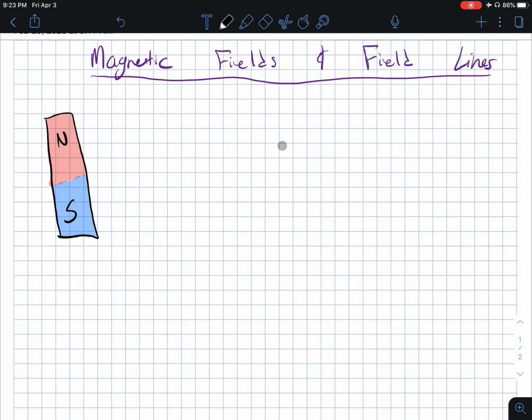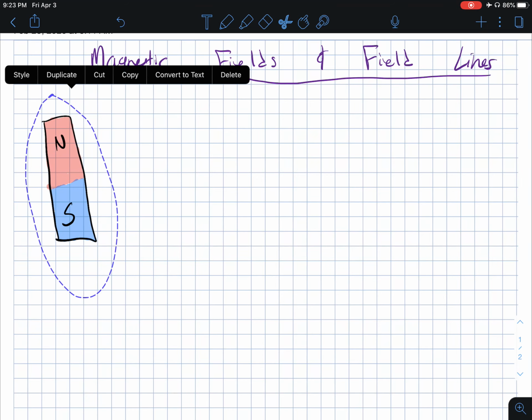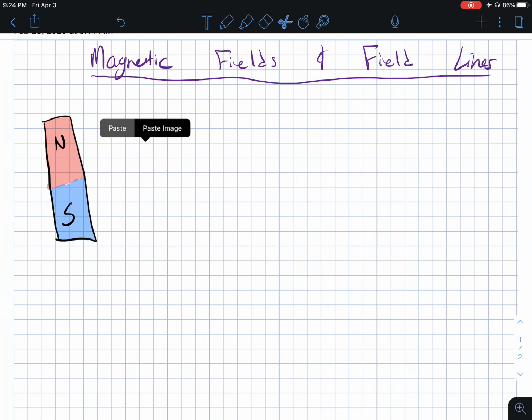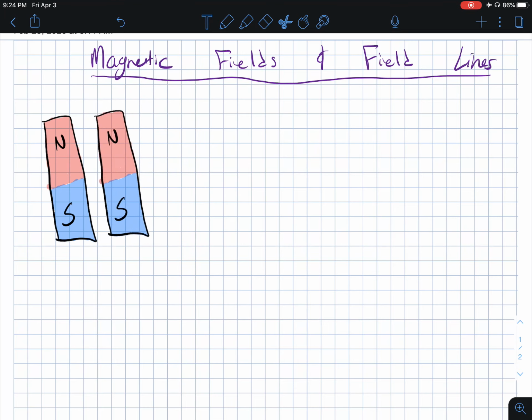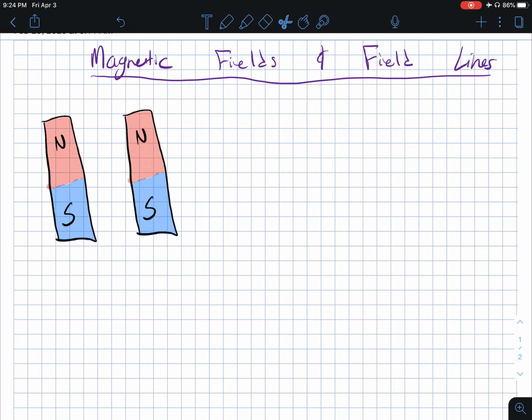Something else that's very basic about magnets that I'm sure all of us have noticed before is that as we put magnets together, they are either attracted to each other or repelled from each other. That is just something that most of us have noticed as we played with magnets growing up. So let's talk a little bit about why that happens.